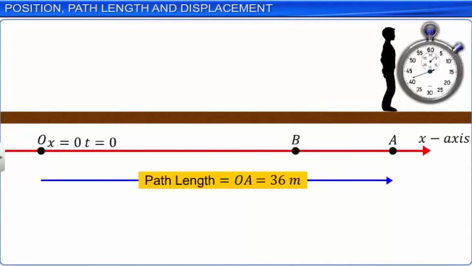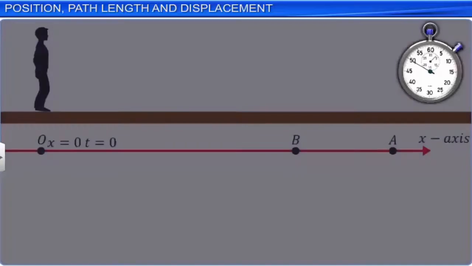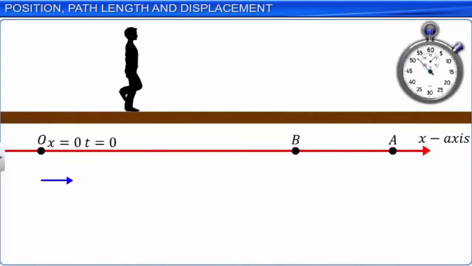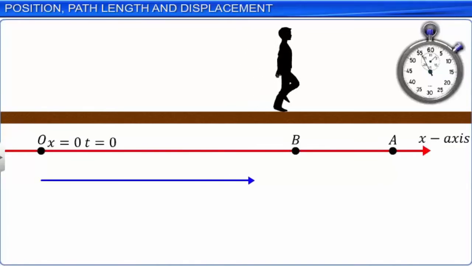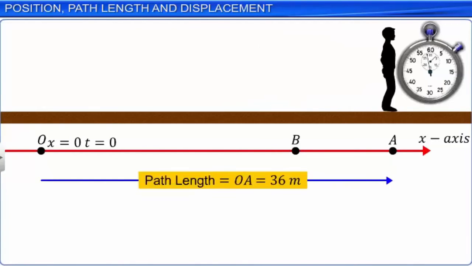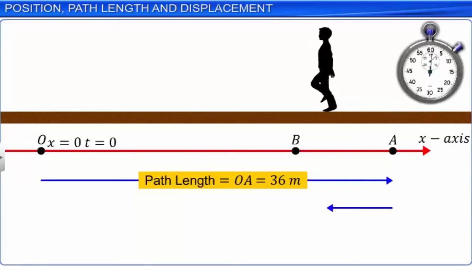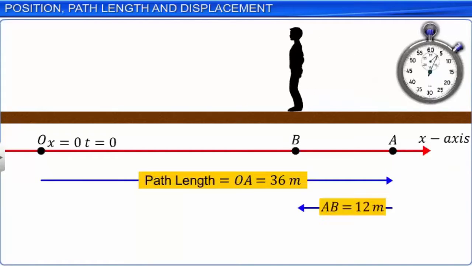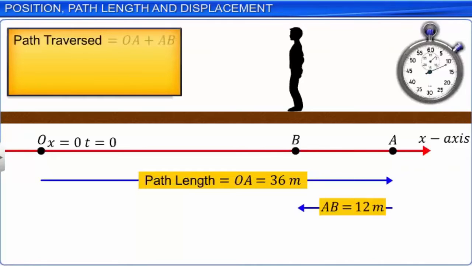This distance is the path length traversed by the man. In the second instance, the man moves from O to A and then moves back from A to B. The distance between points A and B is 12 meters. Now, the path length traversed by the man is OA plus AB, equal to 36 meters plus 12 meters, which is equal to 48 meters. The path length is a scalar quantity as it has only magnitude and no direction.